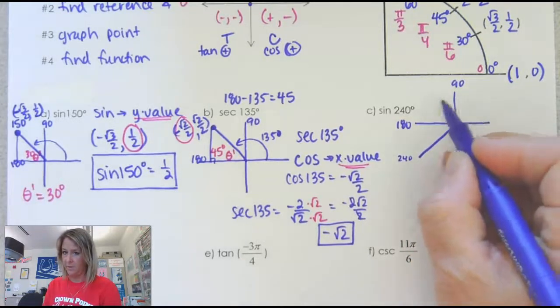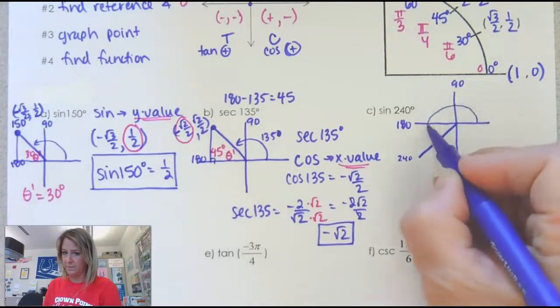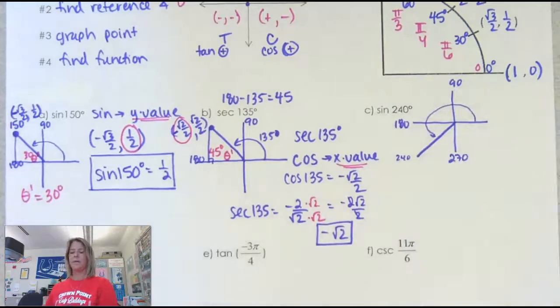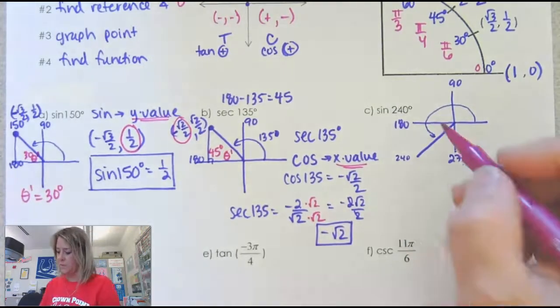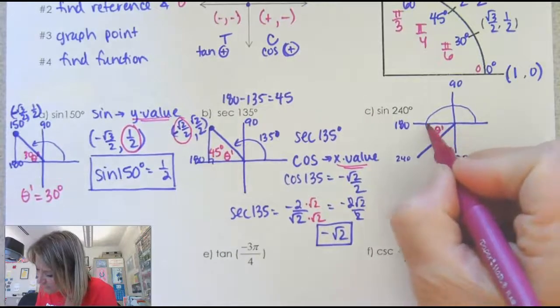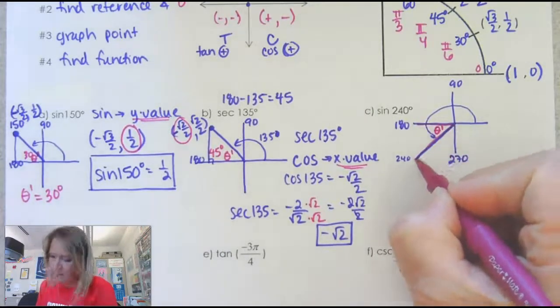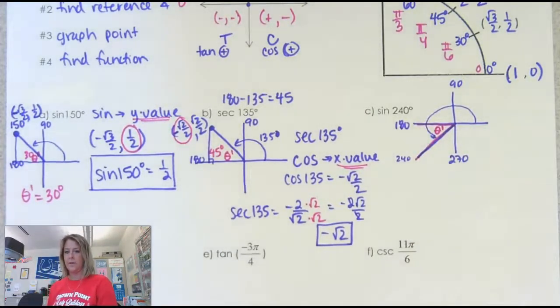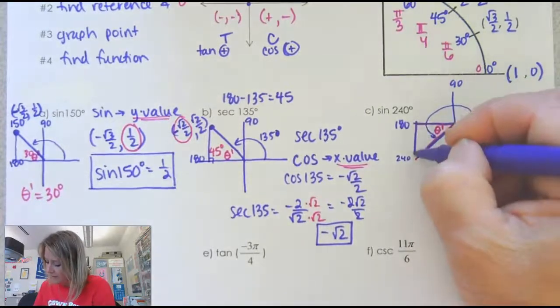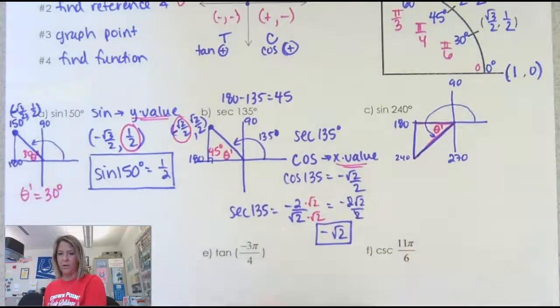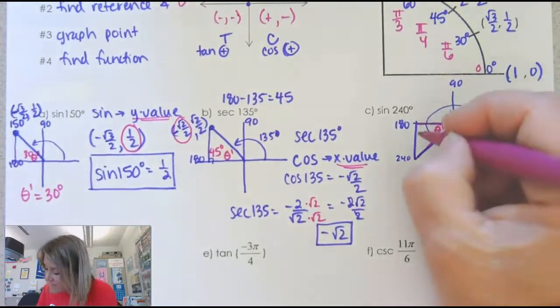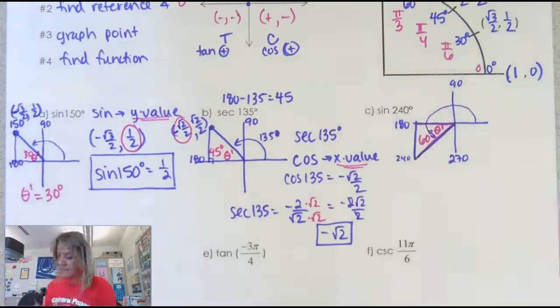So I start here. I don't want to fill it in. I guess I can do it lightly. There. I need the reference angle though. So the reference angle is just this one right here that touches the x-axis and the terminal side. So we've got to figure out what that is. How far is it between 240 and 180? If I do 240 minus 180, that's going to give me 60 degrees.